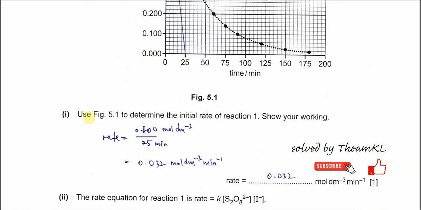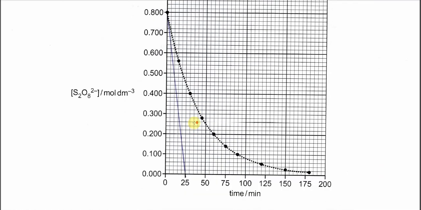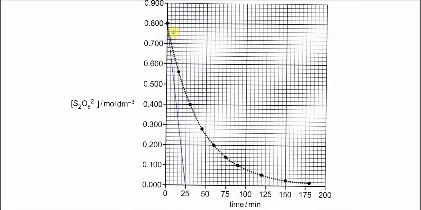Part 1. Use Figure 5.1 to determine the initial rate of reaction 1. Initial rate means when t equals 0. So you need to draw a tangent at t equals 0, which means from this initial concentration. So draw a tangent, and after that you get the gradient.